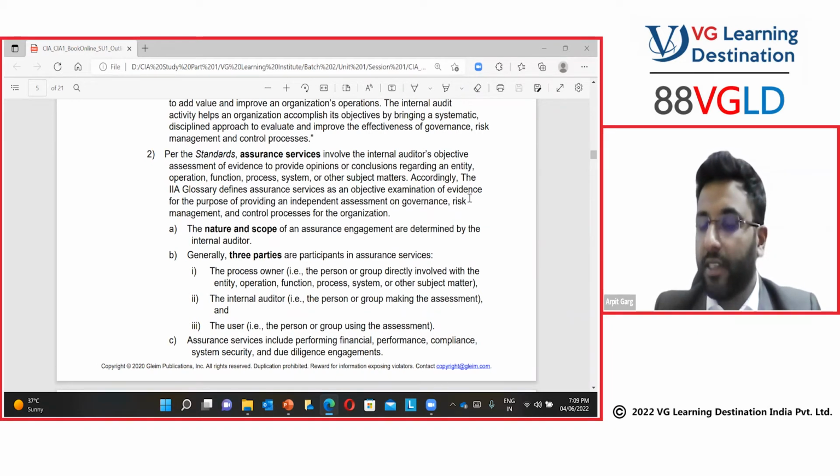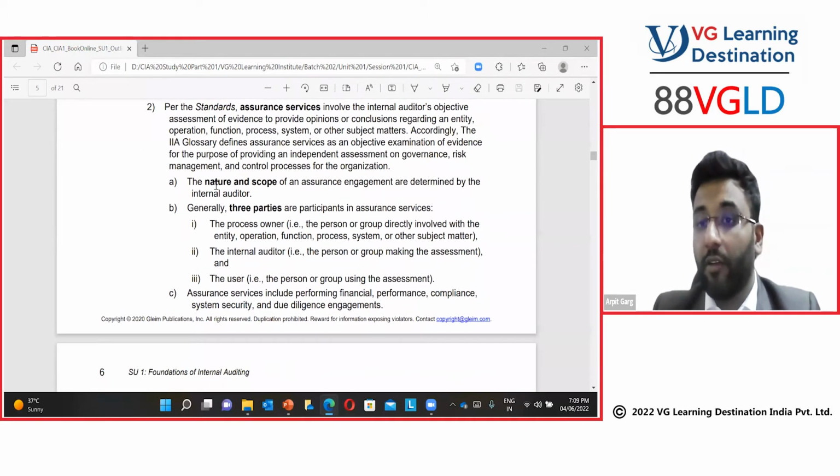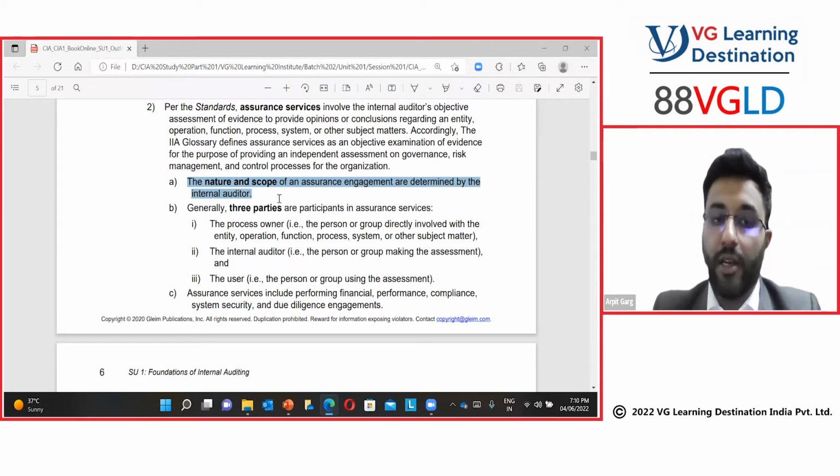Accordingly, the IIA defines assurance as an objective examination of evidence for the purpose of providing an independent assessment on governance, risk management, and control processes for the organization. I think we have already covered this. Please do highlight this. This is very important. The nature and scope of assurance engagement, this can be asked in the examination, folks. It is determined by the internal auditor.